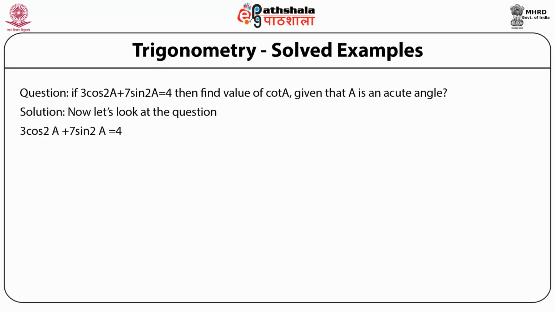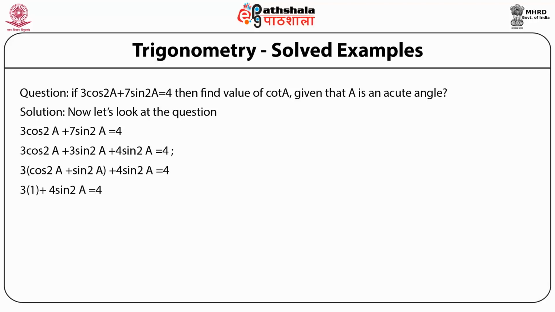3 cos squared a plus 7 sin squared a is equal to 4. The first identity that we studied is cos squared plus sin squared is equal to 1. So let us try to use that. So 7 sin squared a can be written as 3 sin squared a plus 4 sin squared a. So 3 cos squared a plus 3 sin squared a will give rise to 3. So that is 3 plus 4 sin squared a is equal to 4. So 3 we can take to the other side of the equation. So it becomes 4 sin squared a is equal to 1.